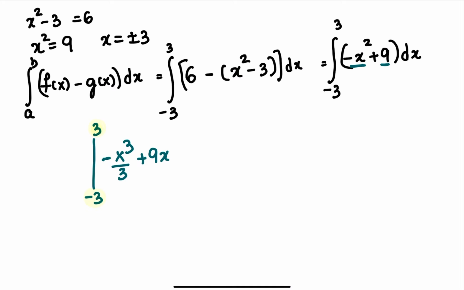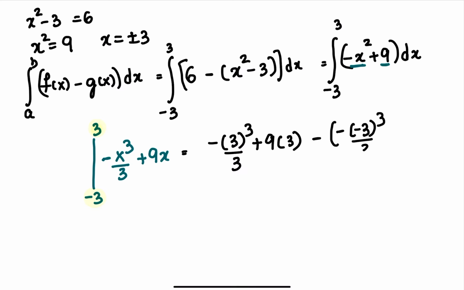So let's go ahead and do that. I have to be very careful here so I don't make any mistakes. So this is going to be negative of 3 cubed over 3 plus 9 times 3, minus, I always like to put parentheses so I don't make any mistake, negative of -3 cubed over 3 plus 9 times -3. Remember, it is f of b minus f of a. So this is your a, this is your b, f of b minus f of a. And once you do this, what do you get?